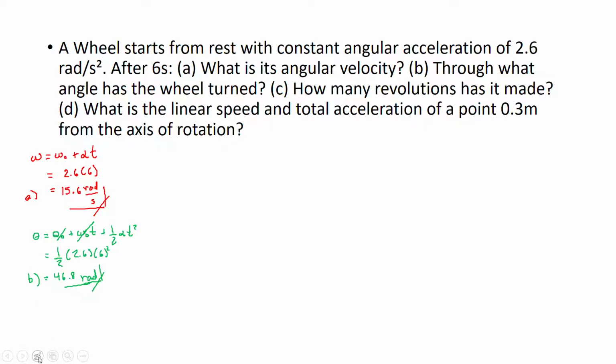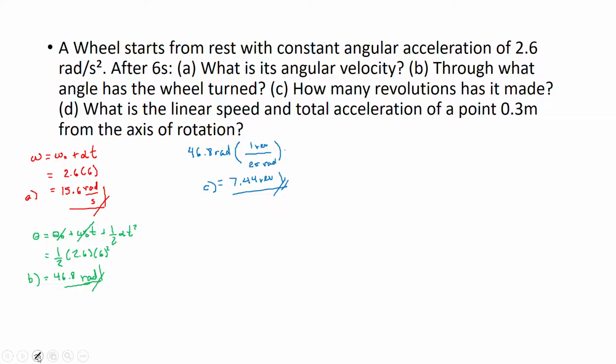For part C, we're asked for the revolutions. So that answer that I previously got, I should use it once again. For 46.8 radians, I need to convert it into revolutions. We know that one revolution is 2 pi radians, and that is going to be, let me write it down here, 7.44 revolutions. And this is part C.